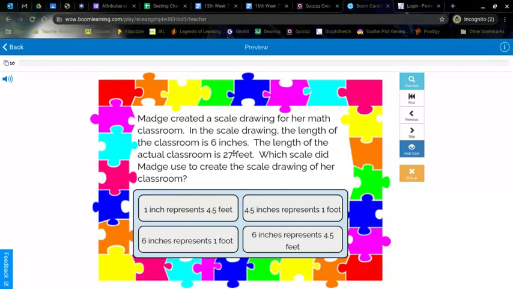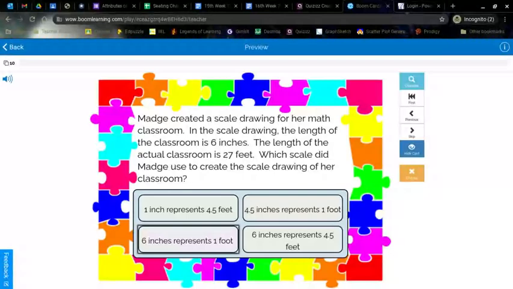And then I'm going to figure out how much 1 inch is worth. I'm going to see how those compare to each other, okay? So I know 6 does not go into 27 evenly. So I know it's not going to be the one that has the whole number on it. Okay. So you just got to compare and find it.